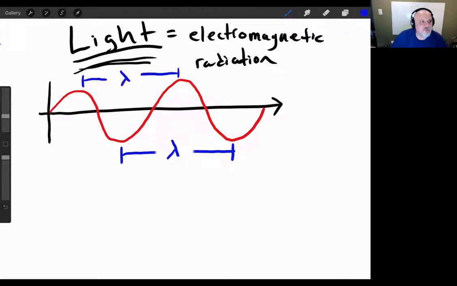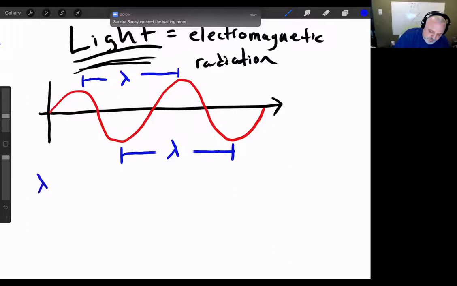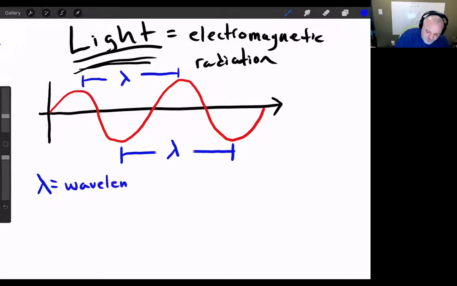We use a little Greek letter. Yep, we use a little Greek letter. And that little Greek letter is lambda, and lambda is the wavelength. Okay.